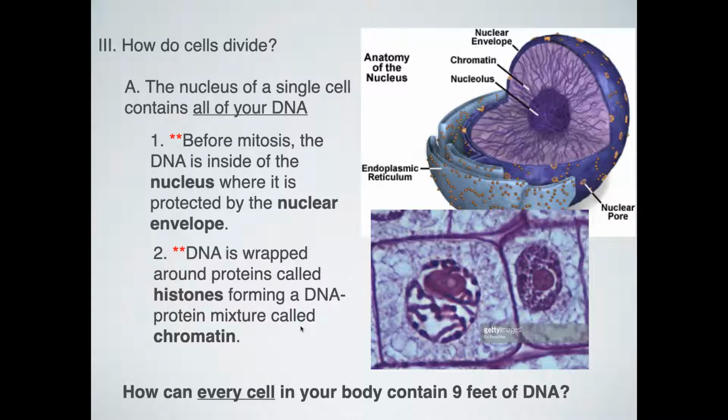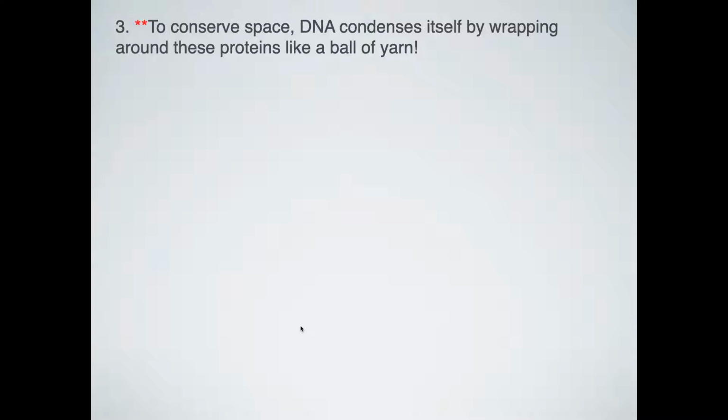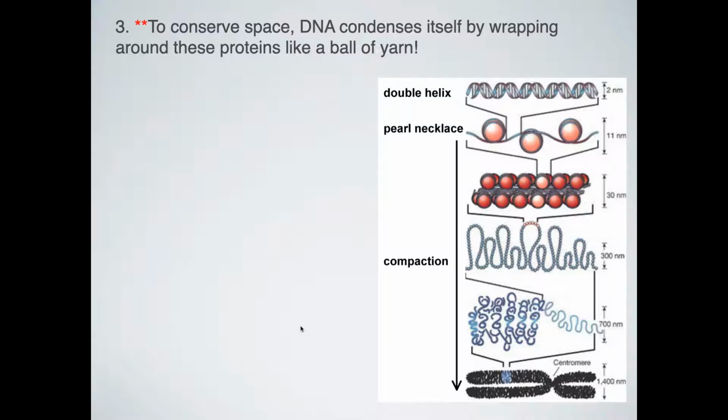So we don't want that. We would also like the histones because it saves space. The histones are kind of like a spool for thread, wrapping it around. So to conserve space, DNA will wrap itself around these proteins like yarn. You don't need to know the details of this, but there are different parts to it. So you have the DNA all stretched out. Then you have what they call the pearl necklace. That's because you have little histones and the DNA is wrapped around itself like this.